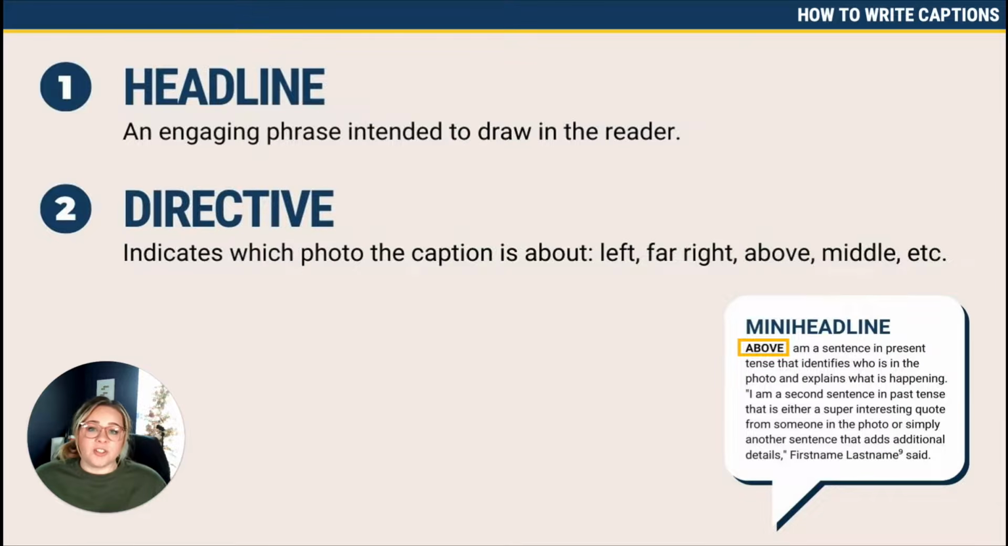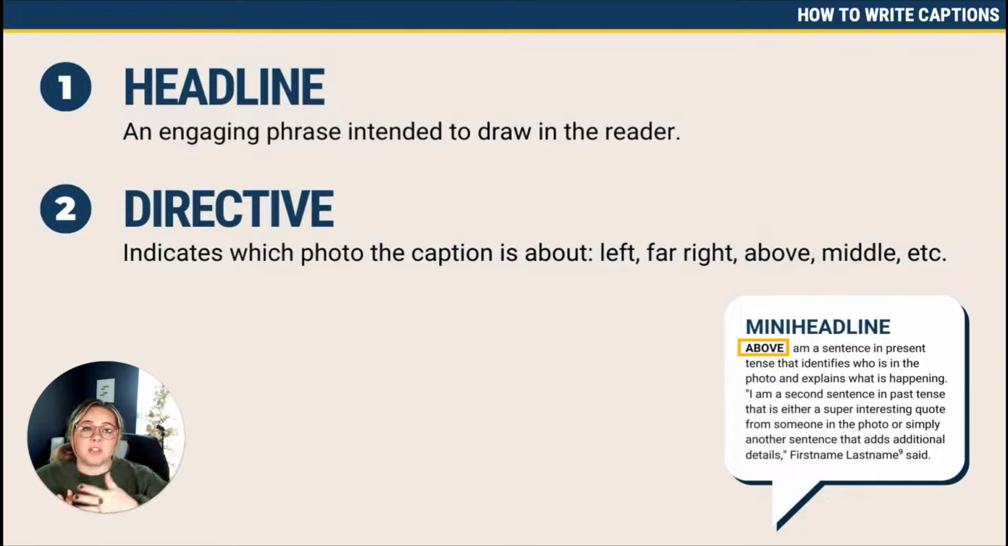Then we have a directive. And this is what tells the reader what photo this caption is referring to. So it might say left or far left or above, below, far below, middle. It's telling the reader, in correlation to where this caption is placed, what photo it is referring to. It's really important that your captions stay on the same side of the spread, on the same page as your photos, so that makes it easier. So you're not saying far left and it means on the other page.